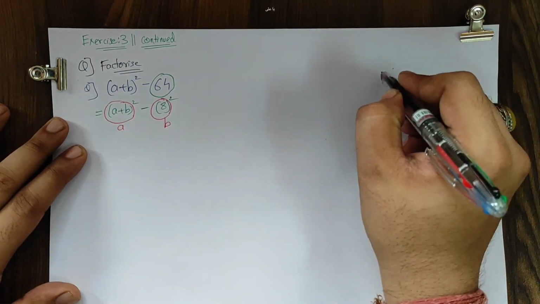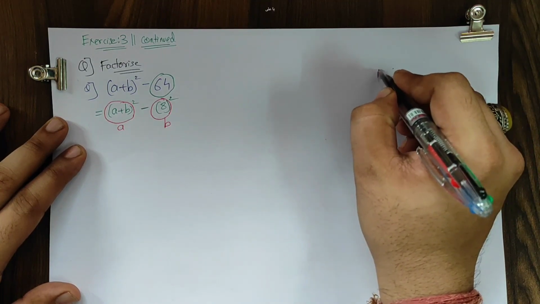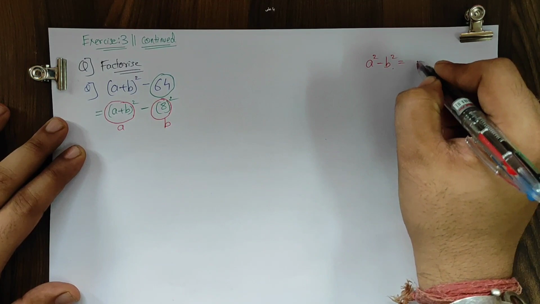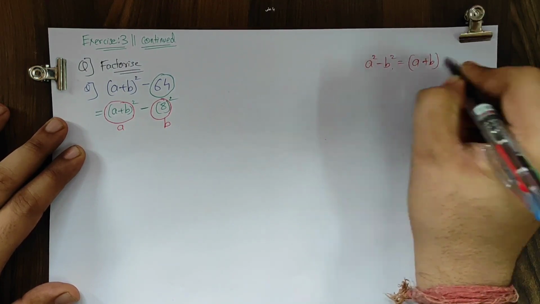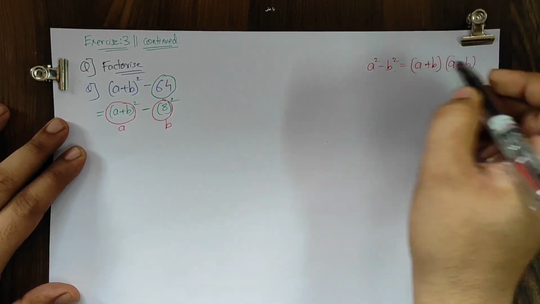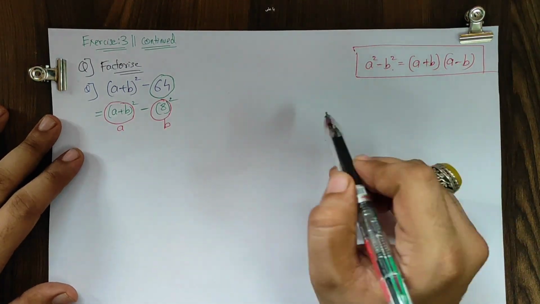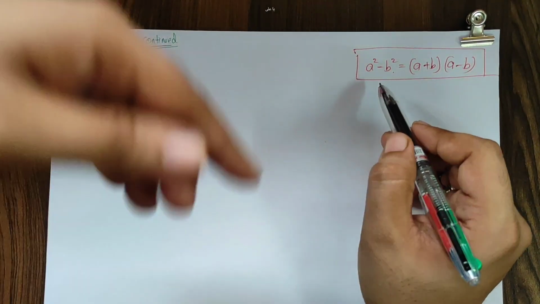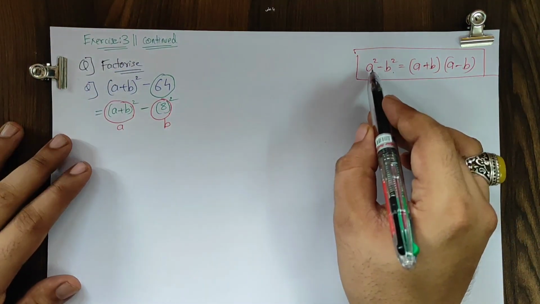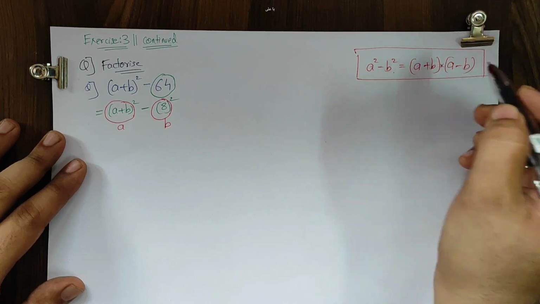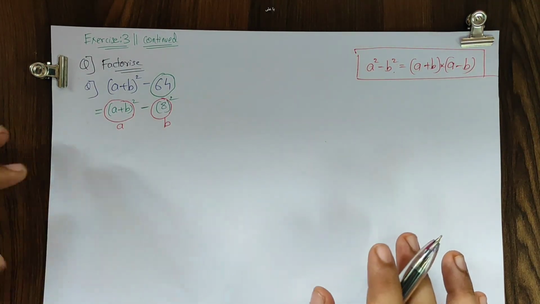So this is in the form of a ka square minus b ka square. So what's the formula, students? We have done this plenty of times: a square minus b square is equal to (a plus b)(a minus b). Okay, a square minus b square. See, it's not (a minus b) the whole square. This is a square minus b square. It's (a plus b)(a minus b). Many times we have solved this in the previous chapter also.